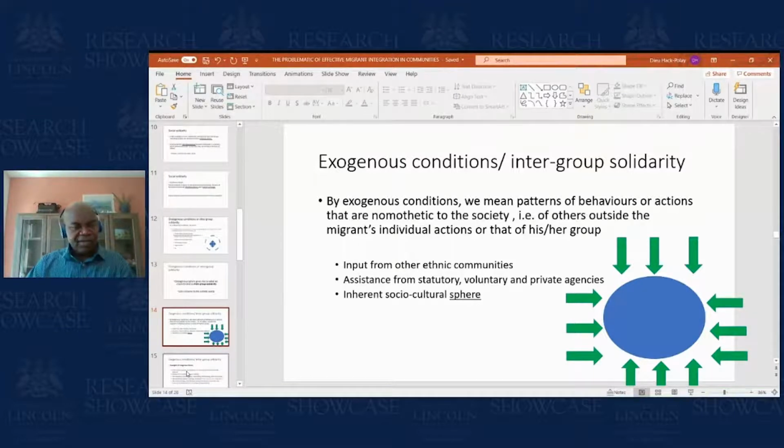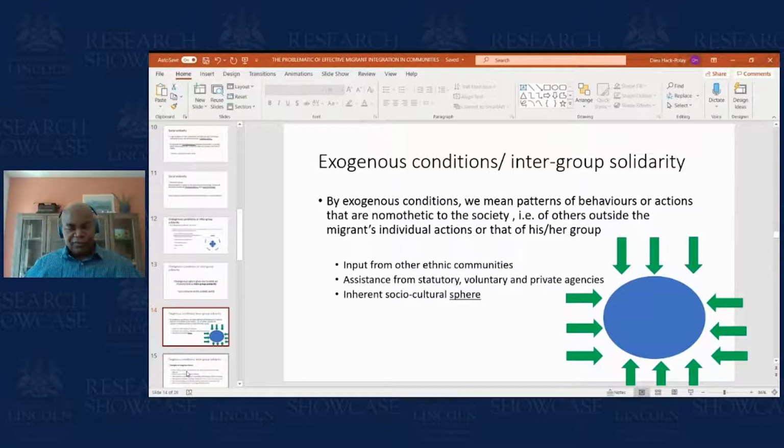So the input from other communities that have been there a long time, the assistance from statutory groups or voluntary agencies or private sector would all come in there to try to help migrants to fully express themselves and integrate the new society. So the inherent social cultural sphere is really what we're talking about here.